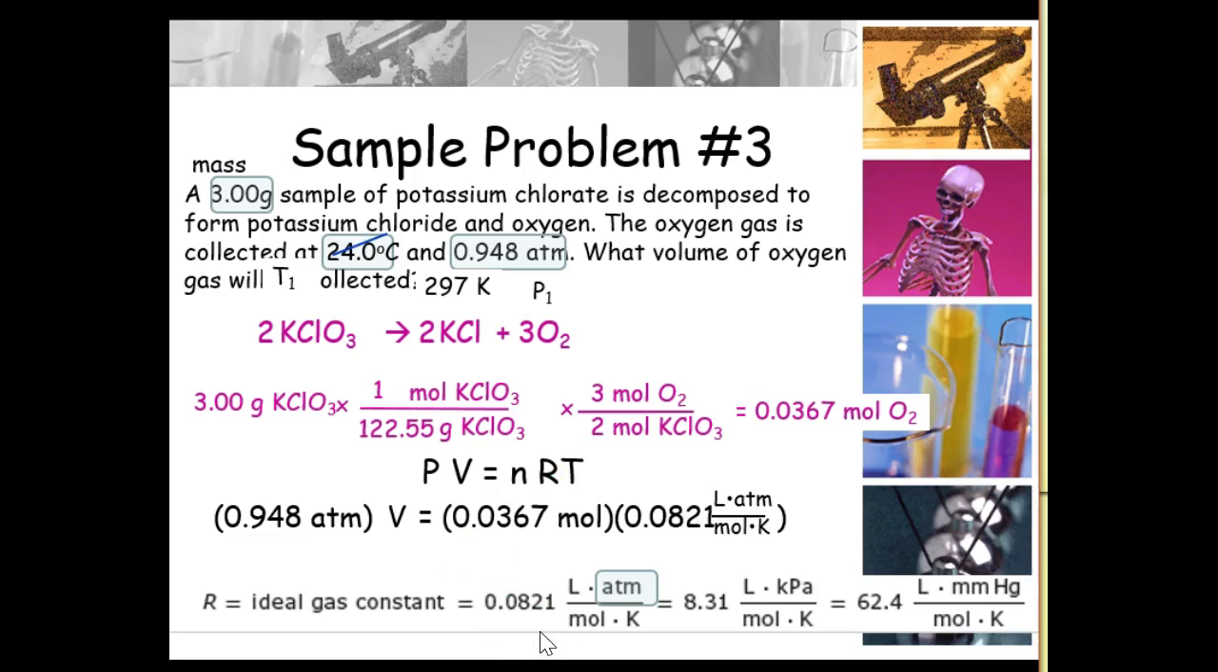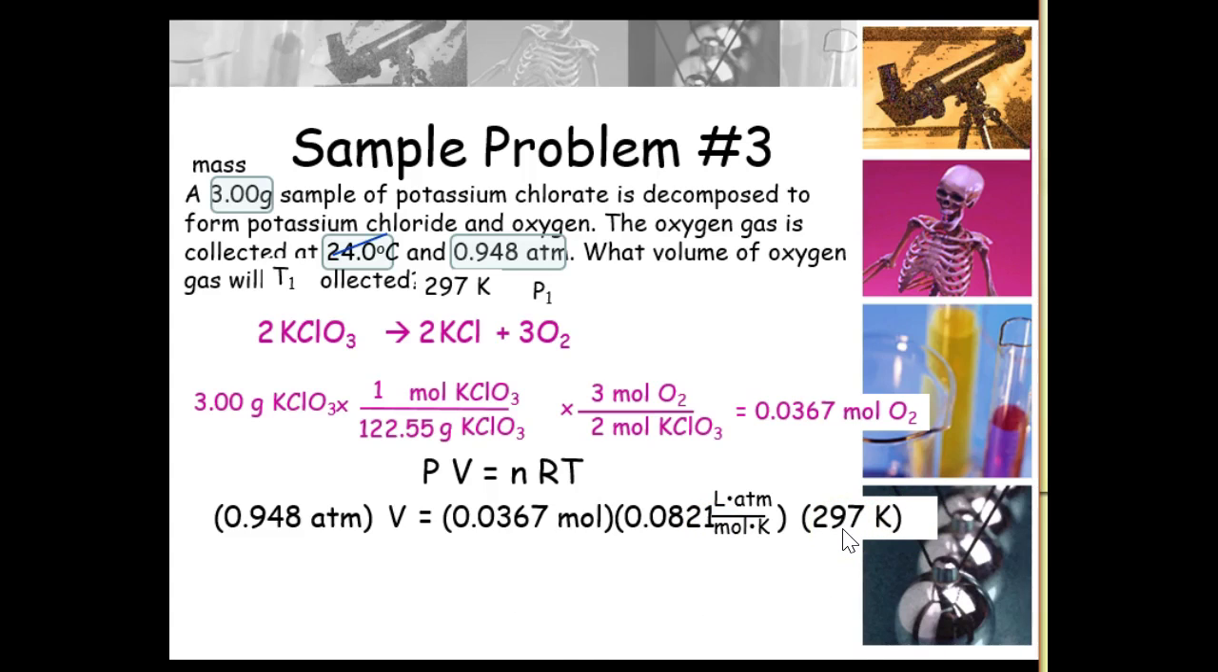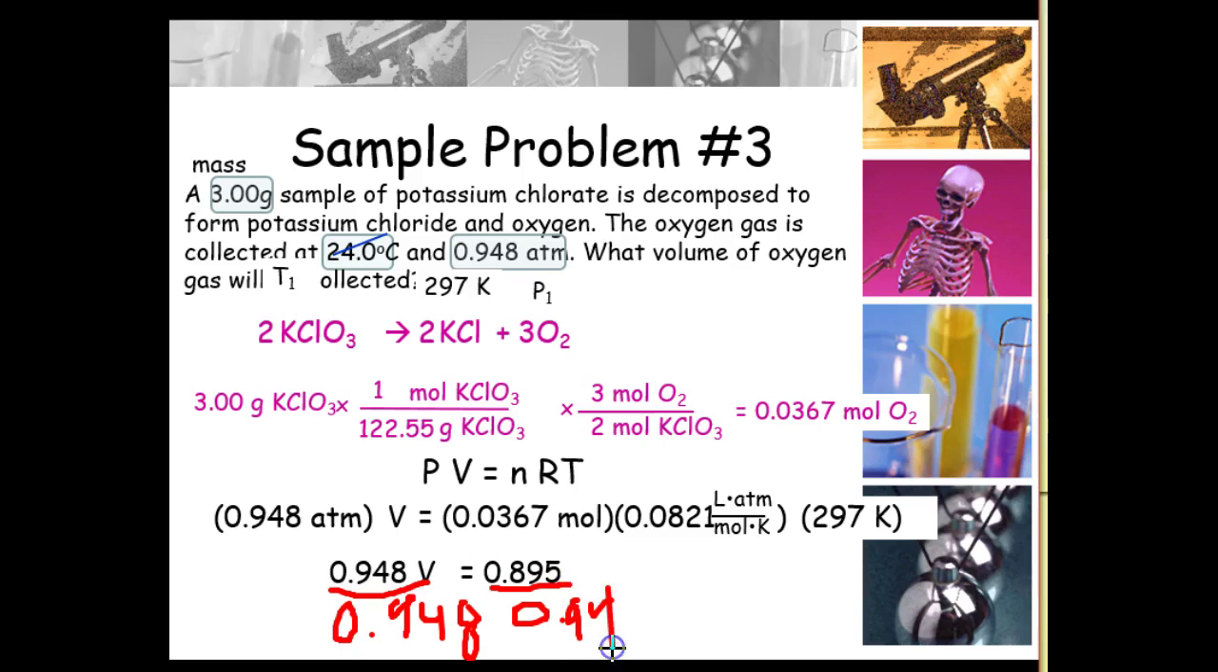So we go ahead and plug in 0.0821. And there's our temperature, 297. So from here it becomes pretty basic algebra. 0.948 times V equals 0.0367 times 0.0821 times 297, which becomes 0.895. To get V by itself, we divide both sides. Every time. If it's this hard for me on a computer, you better do it on your paper. Khan Academy's got nothing on me. And now we get V by itself, which is 0.944 liters.